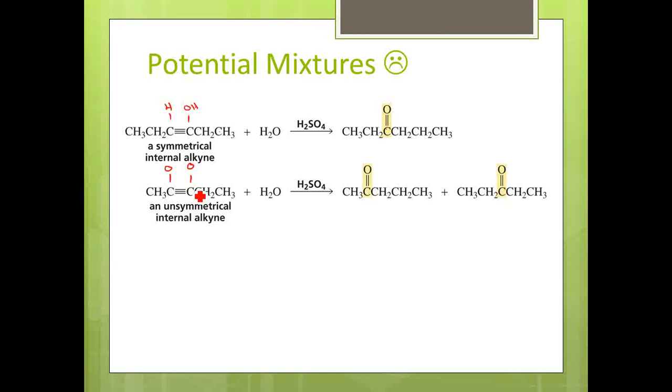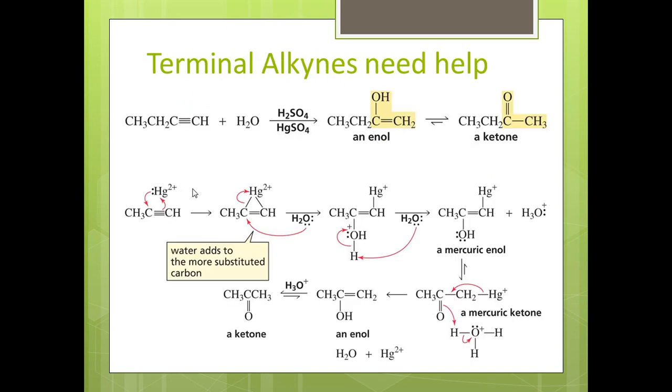If I have an unsymmetrical alkyne, the O could have been on either side. So we're going to see that we get a mixture. Second position or the third position is where the carbonyl ends up.